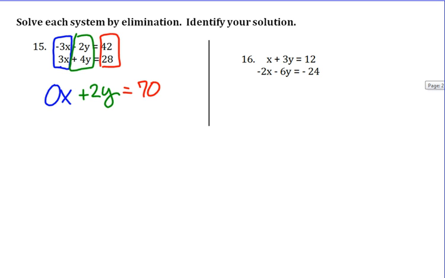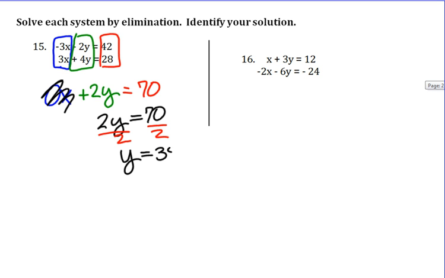And so what we really have is an equation here. Let's ignore our 0x. So we have the equation 2y equals 70. Well, if 2y equals 70, I can divide both sides by 2, and y must equal 35. Okay, y equals 35.